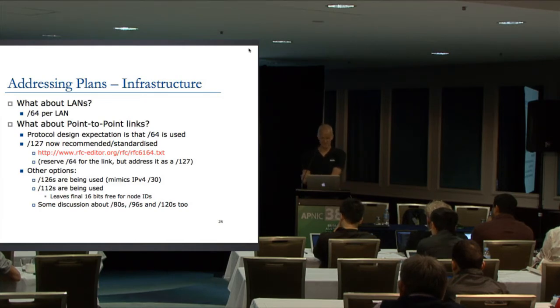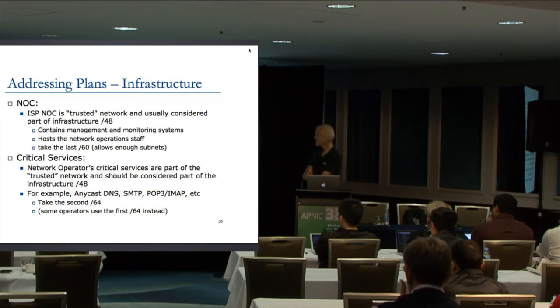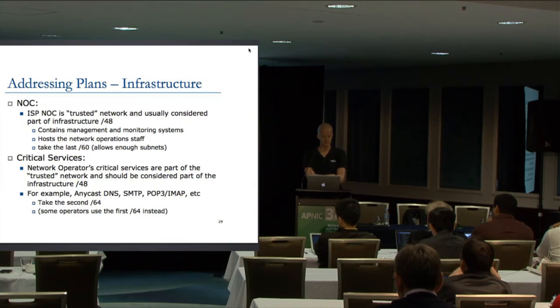What else? These are some ideas. Your network operations center is part of your trusted infrastructure, so they could go in the trusted address block. Some people do that, some don't. Look what I've done: I said, take the last /60. That allows enough subnets, 16 subnets. Why a /60? Could be /61, /62. Yep, good old nibbles. So I'm using a nibble out of the address block for the network operations center.